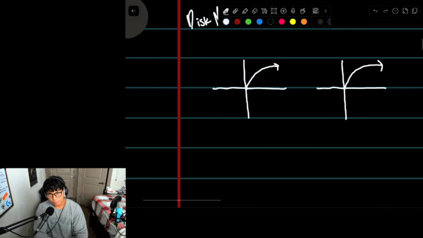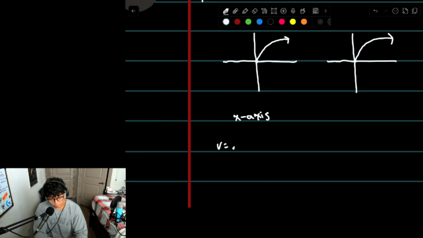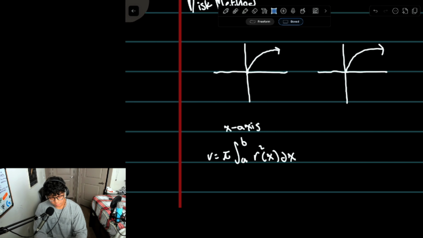Before we start doing this method, I would like to explain why we use the formulas we do. The first formula will be the x-axis formula, which is when it's rotated about the x-axis. This volume will be pi times the integral from a to b of the radius squared, so r of x squared dx. Breaking down these parts, you'll notice that these are parts of the area of a circle, pi r squared. Let me explain why.